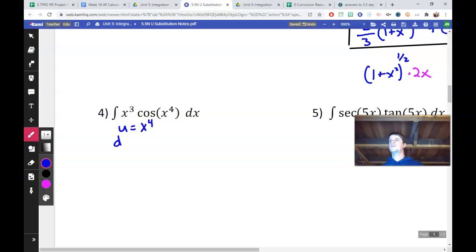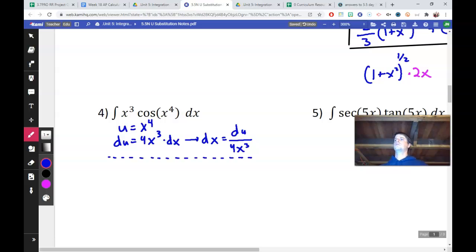So let's take the derivative, so we get du equals, derivative of this is 4x cubed, but then we do chain rule, so then we also multiply it by dx, because the derivative of x is dx. So we get this, and we need to solve for dx, so I'm just going to divide both sides by 4x cubed. Dx is du over 4x cubed. Okay, cool. So now that I got dx, I can plug these in.